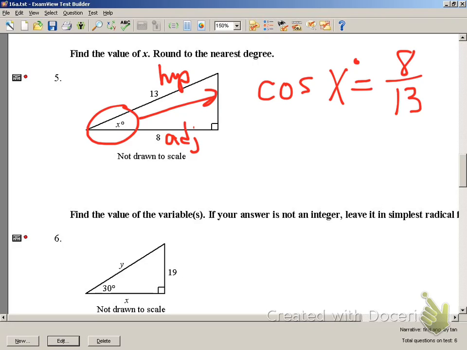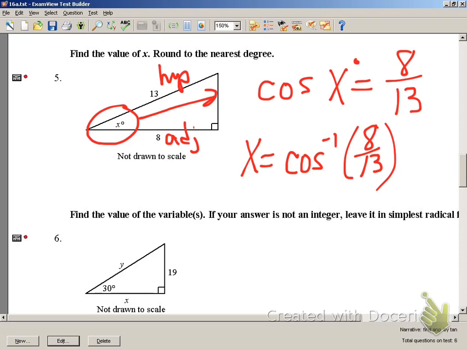Remember, if you are looking for an angle measure, you will take the inverse function of your fraction. So we'll say inverse cosine, so second cosine, 8 divided by 13, gives us x is approximately 52 degrees.